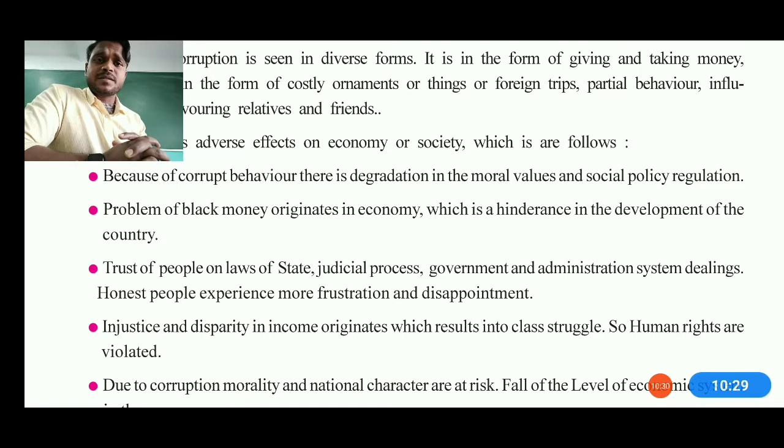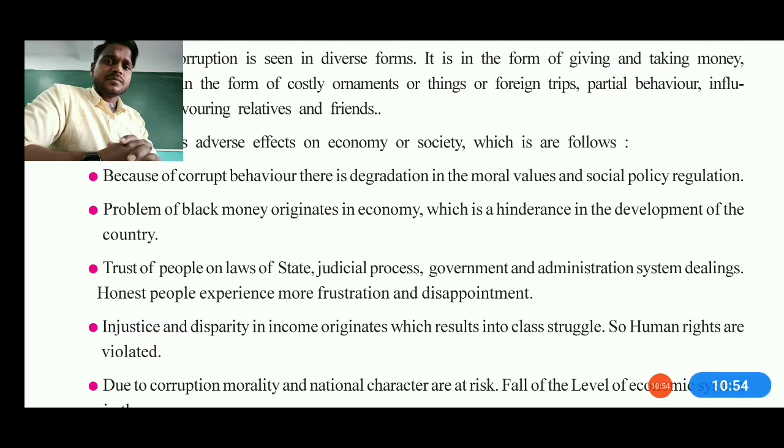See, because of corruption, there is a degradation in the normal values of social policy and regulations too. It means that there is a change in human behavior. Now the problem of black money is also coming. People are not giving the calculation of their earnings in the bank, and they store the money in the form of black money. So that's also one of the basic things related to corruption.